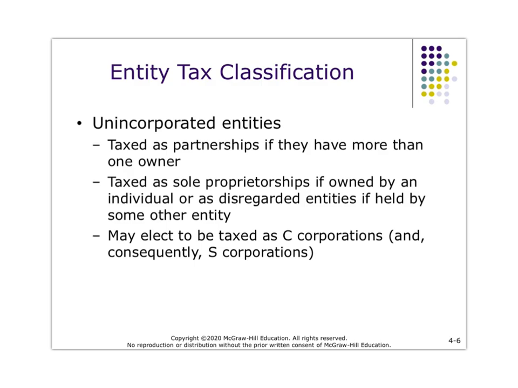So unincorporated entities are partnerships, sole proprietorships. And so they're taxed like partnerships if they have more than one owner, okay? And then they're taxed as a sole proprietorship if they're owned by an individual or as a disregarded entity if held by some other entity. So what does that mean? That means if I, Michelle McFessel, go out and start a landscaping business just by myself, and form an LLC, it's going to be taxed like a sole proprietorship if it's just me.